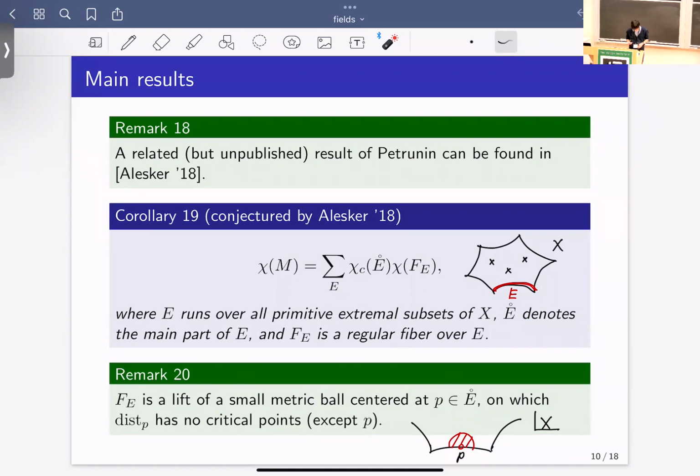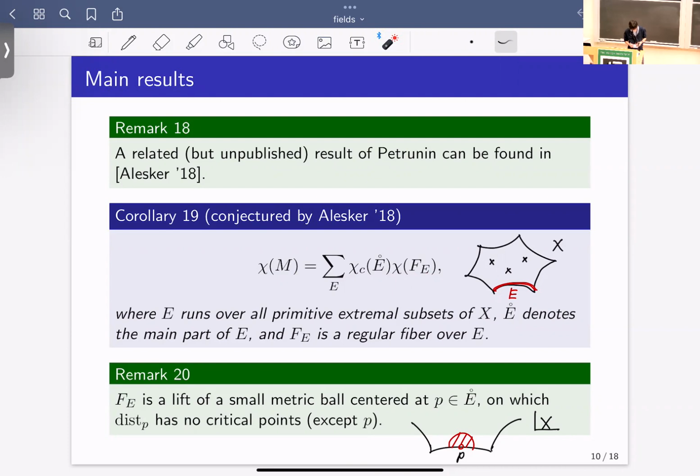And so now you can calculate the Euler characteristic via the spectral sequence given by the main theorem to obtain this formula conjectured by Areska. So the Euler characteristic of M is given by the sum of the products of the Euler characteristic with compact support of the main part of E and the Euler characteristic of a regular fiber over E.